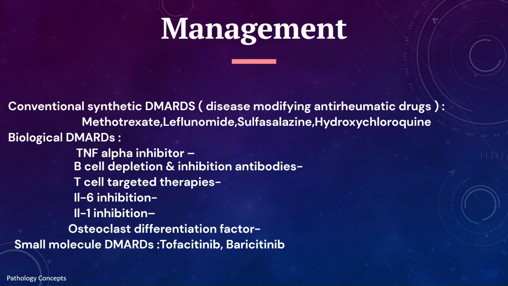The biological DMARDs are TNF alpha inhibitors. Examples are infliximab, adalimumab, etanercept, golimumab, certolizumab. B cell depletion and inhibition antibodies. Examples are rituximab, belimumab. T cell targeted therapies like abatacept, IL-6 inhibitor, tocilizumab, IL-1 inhibitor, anakinra, osteoclast differentiation factors like denosumab. And third is small molecule DMARDs, and they are tofacitinib and baricitinib.